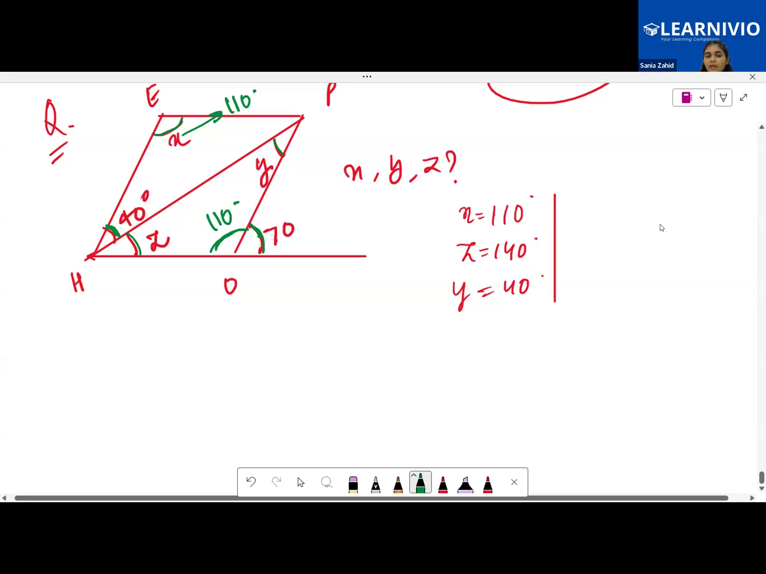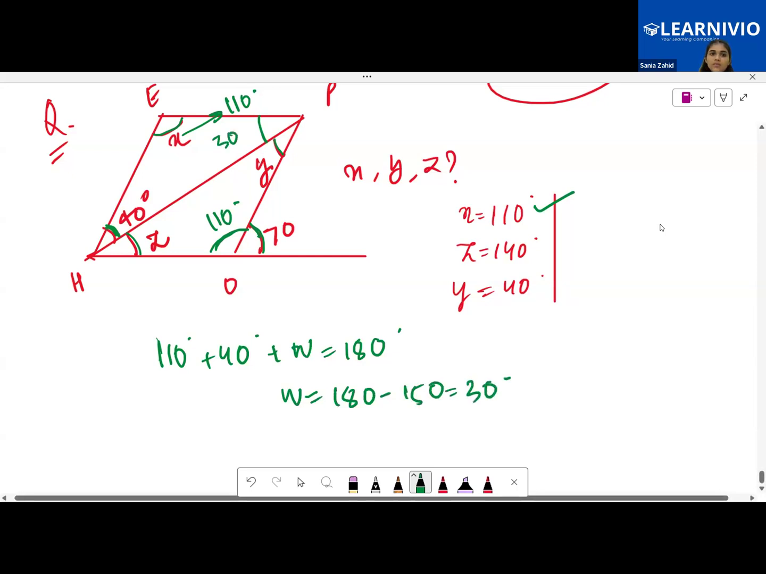Now see, x you got 110 degrees, correct? Now x plus 40 degrees plus this angle, what will it give you? Tell me. Or 110 plus 40 plus this angle. Let this angle be unknown. Let it be W. It will give you 180 degrees. Now W will be equal to 180 degrees minus 150 degrees, which will be equal to 30 degrees. That means this is 30 degrees.